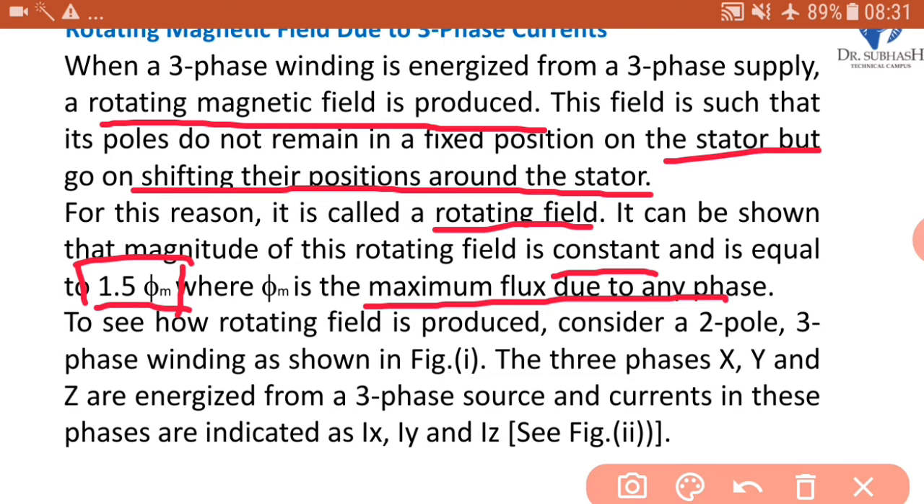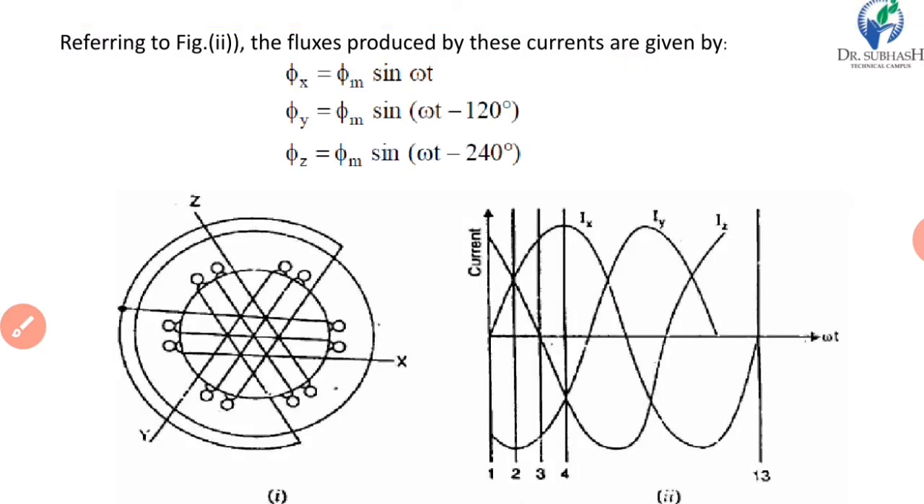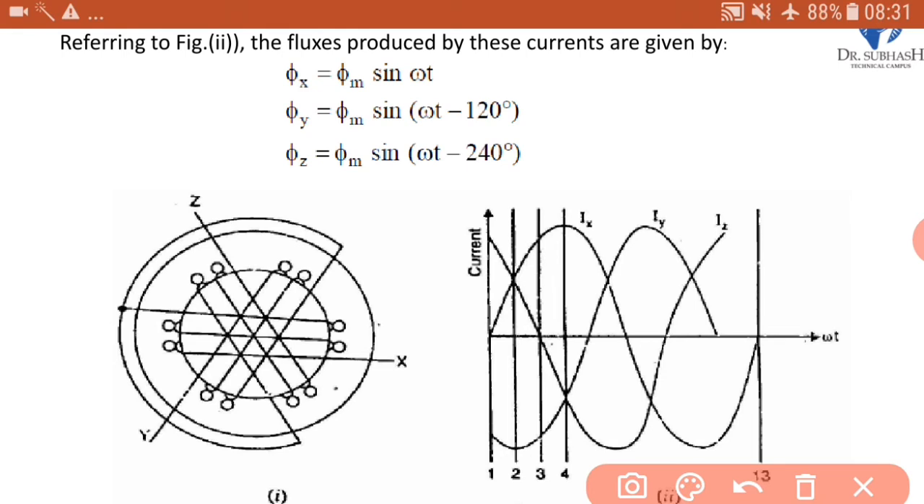To see how the rotating field is produced, consider a two-pole three-phase winding shown in the figure. We will see the figure in the next slide. The three phases X, Y and Z are energized from a three-phase source, and currents in these phases are indicated as Ix, Iy and Iz. So now we will see this figure. Okay, so this is the figure. Three phases are X, Y and Z.